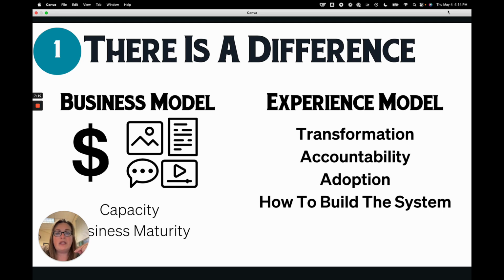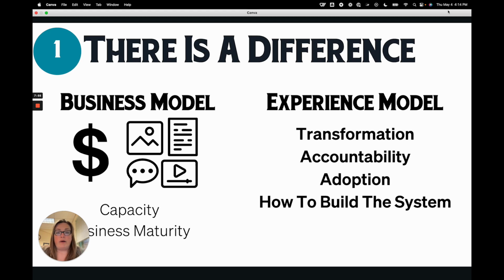Versus if I'm thinking about an experience model, those of you who are familiar with the experience genre and the experience world, most people would say that we're in the experience economy, meaning that the thing that people pay for is experience. It is the thing that people come back for, and I think that is more true than ever before in our history.